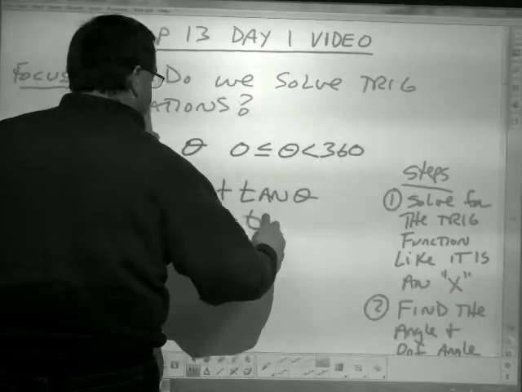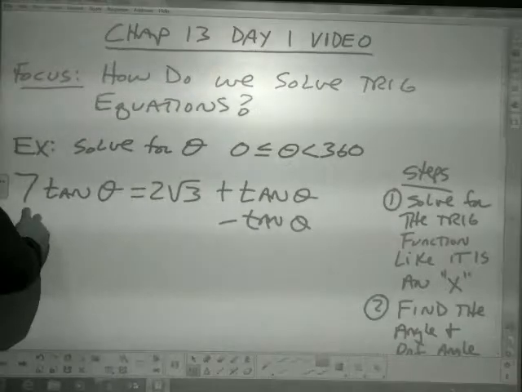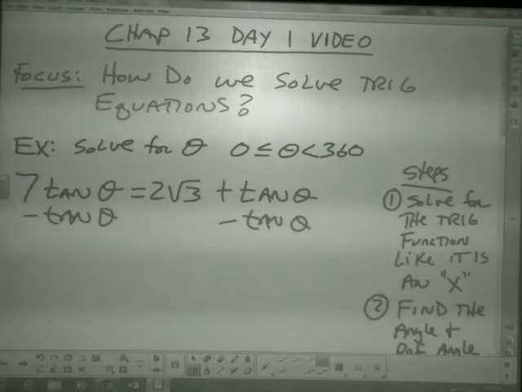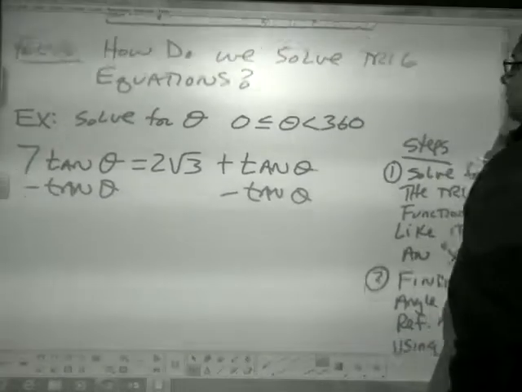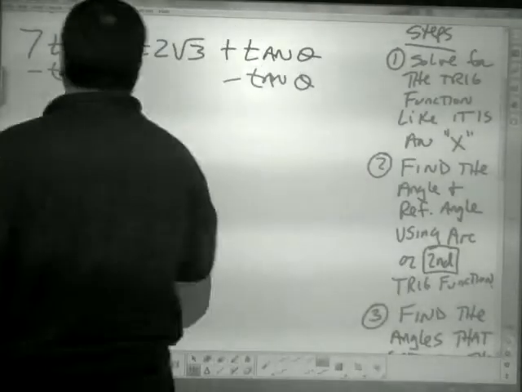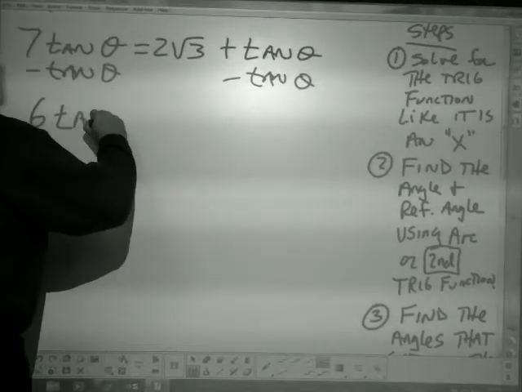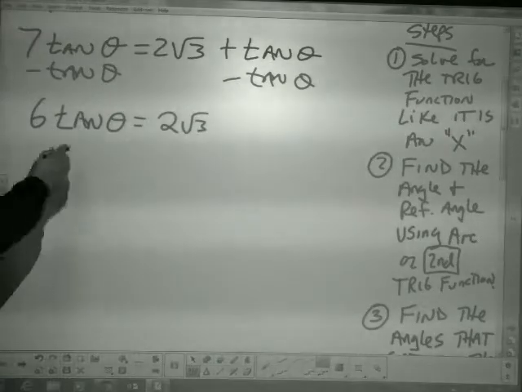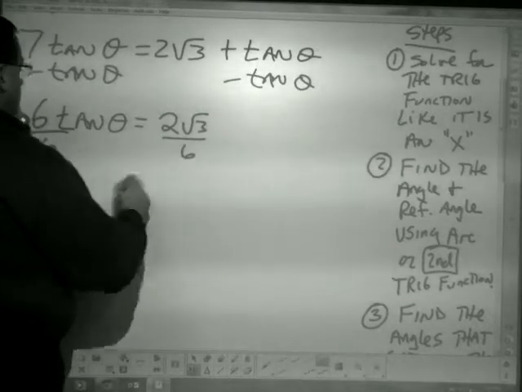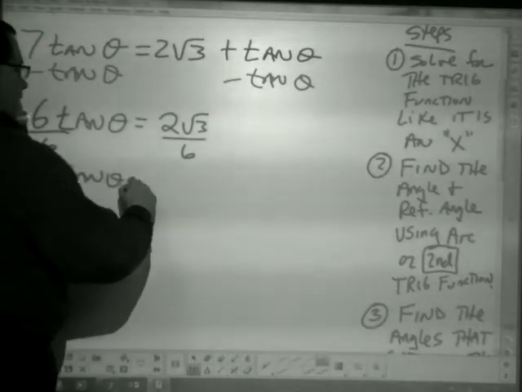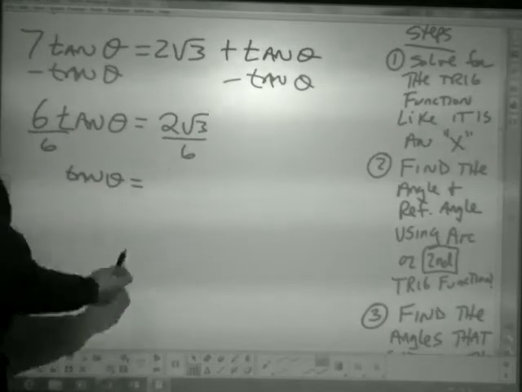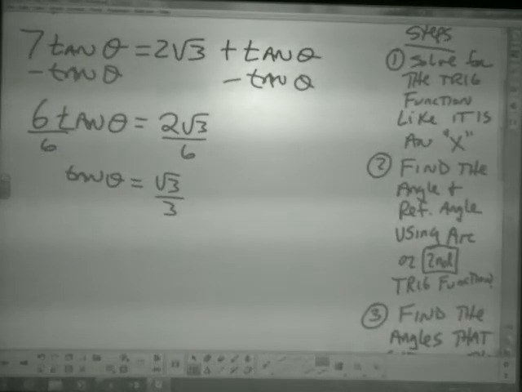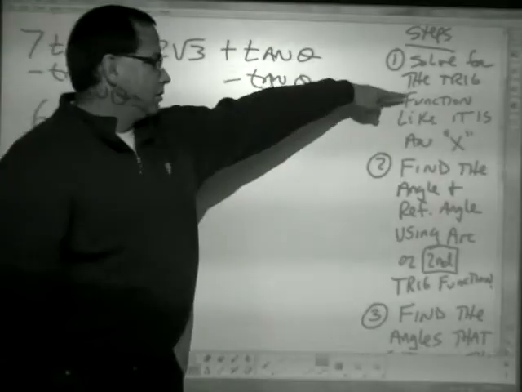So I got to take away tan theta. Take away tan theta. All right, and so now I have 7 tangent theta minus tangent theta. That's 6 tangent theta equals 2 radical 3. Divided by 6, and tan theta equals, well, 2 goes into 6 3 times, radical 3 over 3. So now I have solved for the trig function.